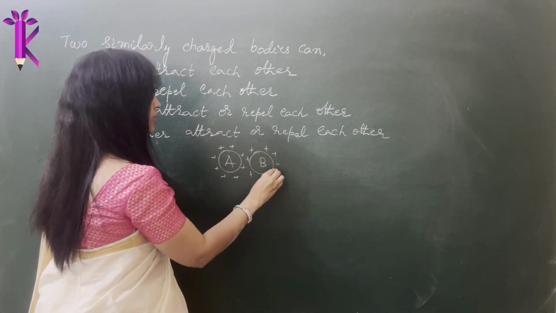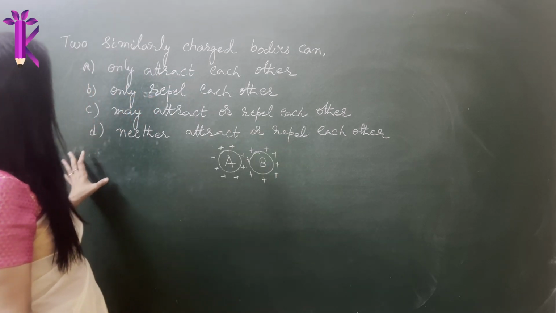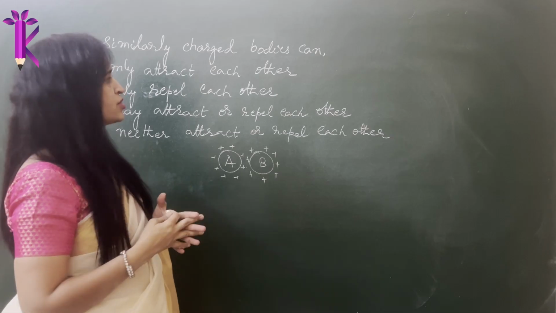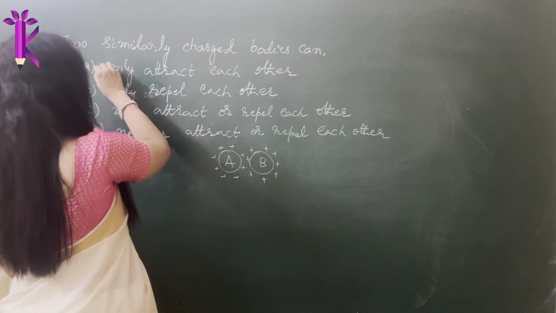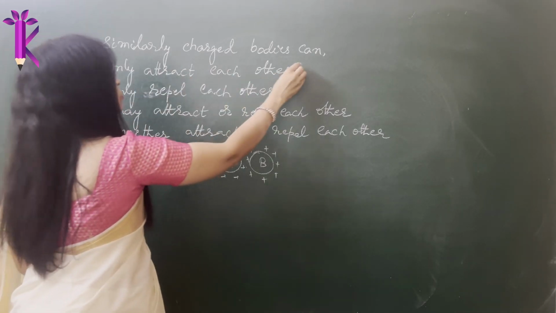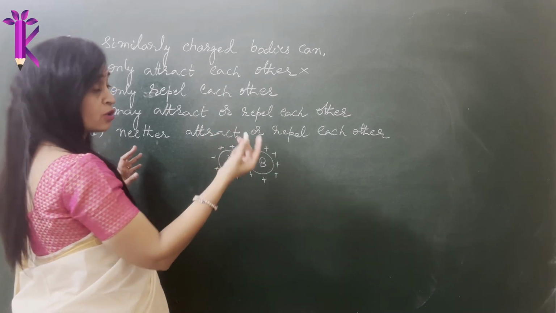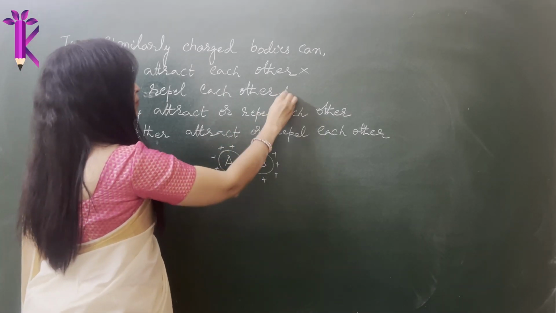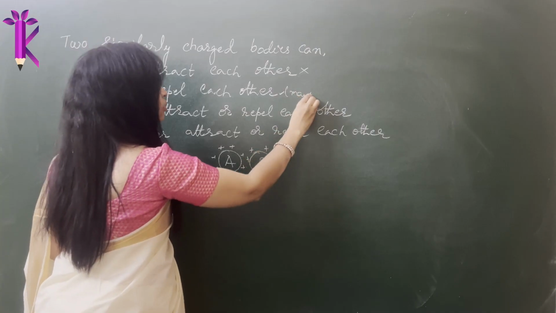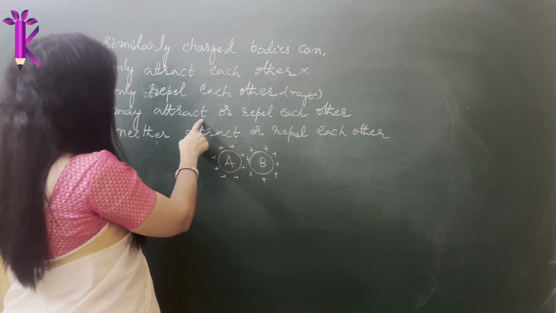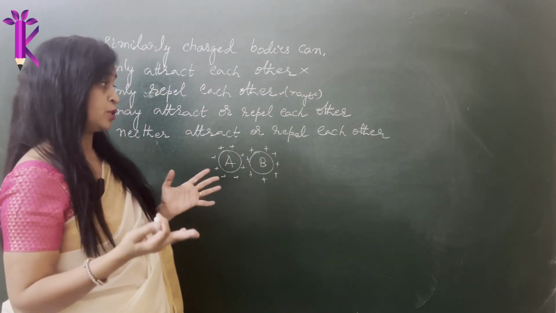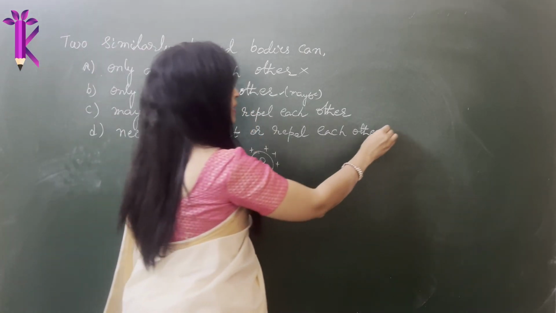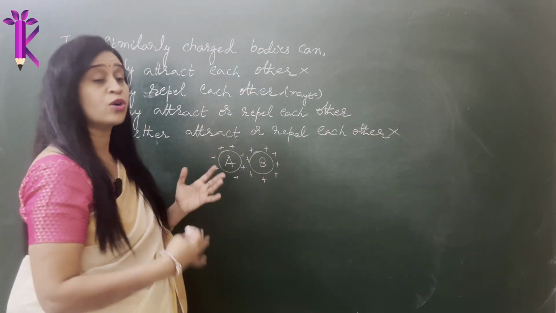So what will happen when they are similarly charged? They only attract each other? We know that it cannot attract two similarly charged bodies. Like charges don't attract each other. No, this option is wrong. Only repel each other? Looks like it, because we know like bodies repel each other. Okay, let's see the other options before deciding. May attract or repel each other. Okay, let's see. Neither attract nor repel each other, which is absolute rubbish. It has to either attract or repel or do both.